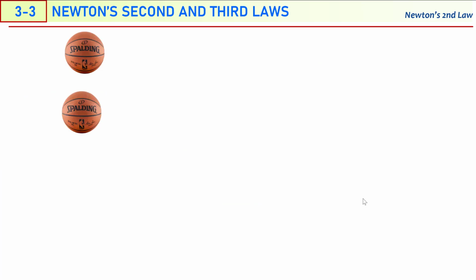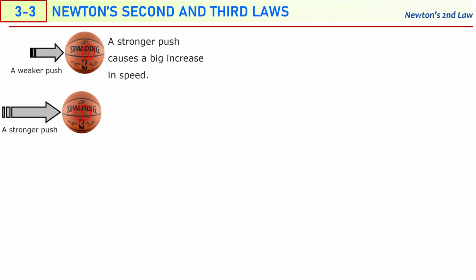Assume that there are two identical basketballs. This is the first basketball, this is the second one. If you apply a weaker push to the first one and a stronger push to the second one, you can easily predict that the second one will move faster than the first one, because a stronger push will cause a big increase in speed, while a weaker push causes a small increase in speed. And with a stronger push, you are applying a greater force. That greater force causes a greater acceleration.